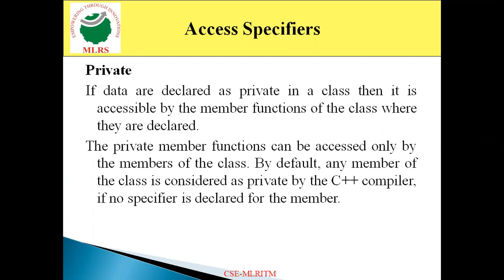If the data, variable, or data member is declared as private, then that data or member function or variable declared as private will be accessible only by the member functions of the class. Outside of the member functions, nothing can access the member functions or data members declared in the private section. Even if you do not declare any access specifier in the class, by default it comes under private. So this is the private access specifier, which we already know.